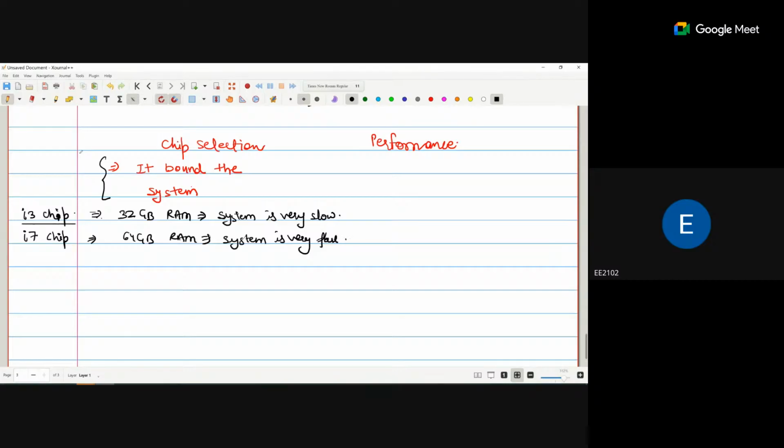Why? Because for the i3 chip, the processing speed, the basically bit size, is very different as compared to the i7 chip. Similarly, if you have an iPhone of 4 GB RAM and you connect a memory card of 128 GB, it will hang.